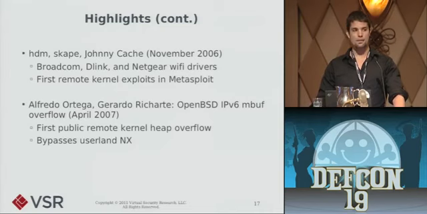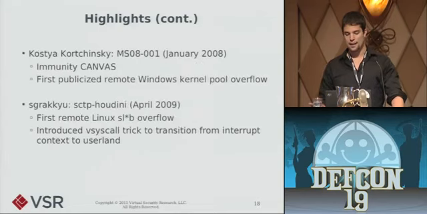2007, there was an OpenBSD IPv6 vulnerability, which was really awesome. That was the first public remote kernel heap overflow that I'm aware of. They did some nice work on that. And they also bypassed userland NX protection, as in non-executable stack, heap, etc. Final highlights, Immunity has a Canvas exploit for MS08-001, which is a Windows IGMPv3 vulnerability. And that was a really difficult to exploit Windows kernel pool overflow that people were questioning whether it was exploitable before they announced that they had a reliable exploit.